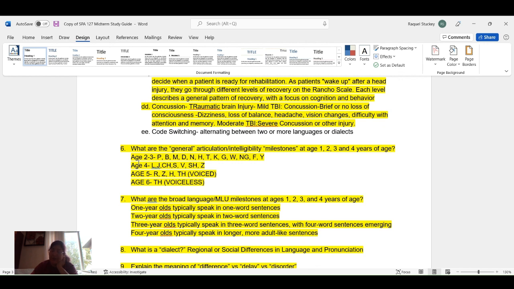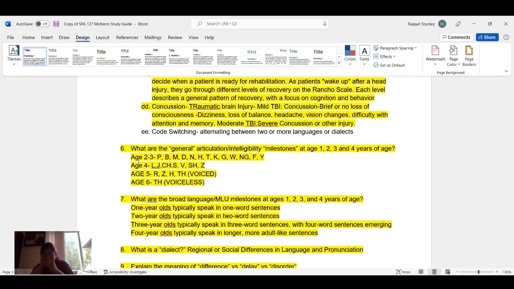Intelligibility milestones at ages 1, 2, 3, 4, 5, 6. 2 and 3-year-olds should be able to say P, B, M, D, N, H, T, K, G, W, F, Y. 4-year-olds should be able to say L, J, Ch, S, V, Sh, Z. 5-year-olds should be able to say R, Z, H, the. And 6-year-olds should be able to say TH, like voiceless.